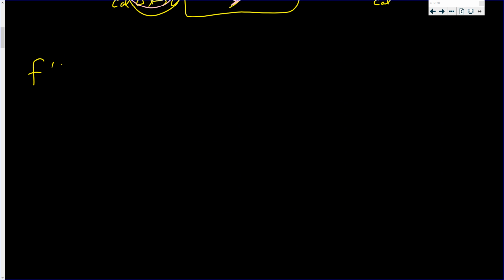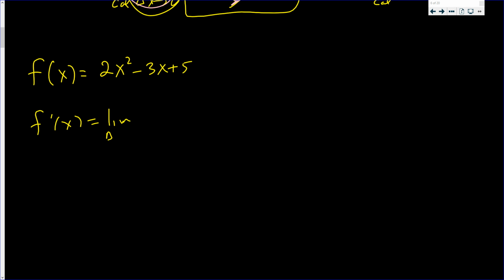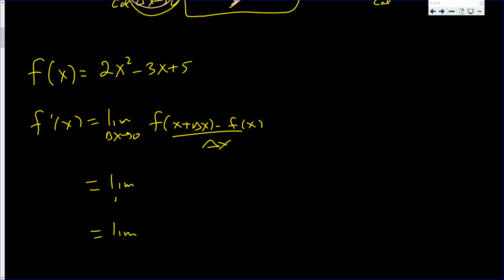Suppose you come to learn that f of x is equal to 2x squared minus 3x plus 5. So what is the derivative? Well, it's the limit as delta x goes to 0 of f of x plus delta x minus f of x all over delta x. And we're going to keep writing limit a few times as delta x goes to 0, but everything's going to be algebra.